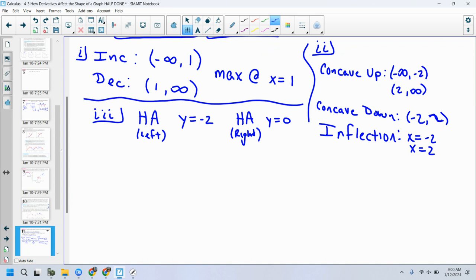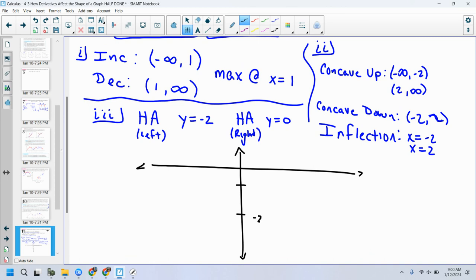So what I'm going to do here is I'm going to say this. Here's my 0, obviously, -1, -2. Because on the left side, I've got a horizontal asymptote, right? On the left side, it's going to level off to something. On the right side, it's going to level off to my axis. So I know it's kind of like underneath here.